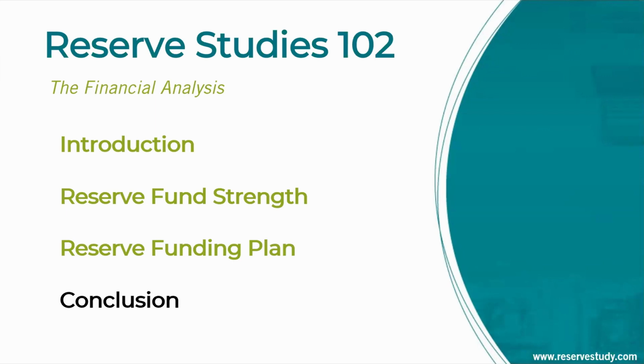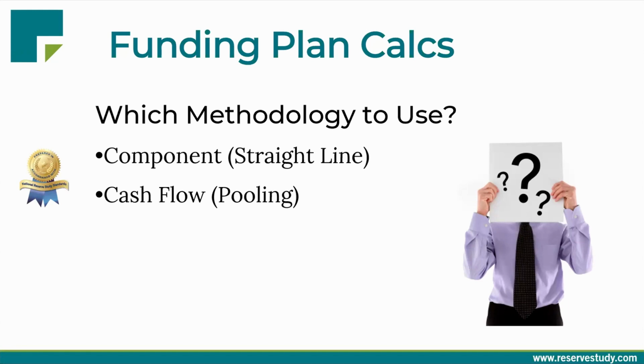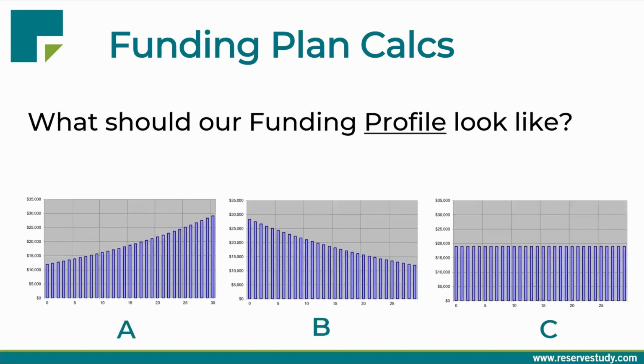Now, there's lots more to funding plans, like which goal is your association best, and that has to do with how much tolerance you have for the risk of special assessments, how much margin you want or need for the uncertainties of the future, basically how far above that red zone you want to be. And also today we didn't address the different multi-year funding plan calculation methods, component and cash flow. They're also called straight line and pooled. And then another factor is what that multi-year funding plan could actually look like over the years.